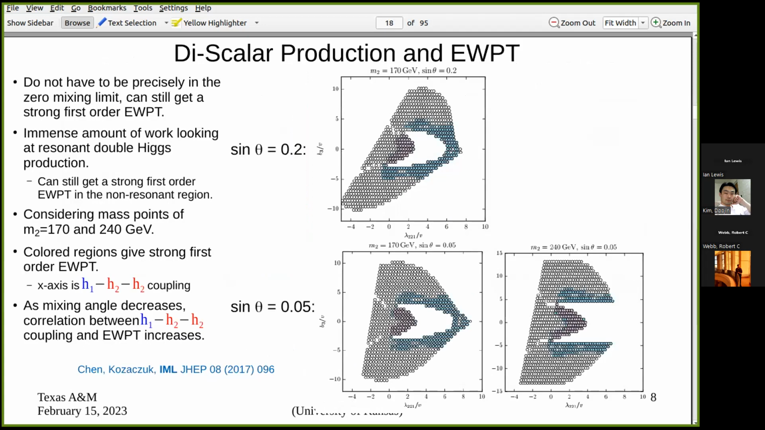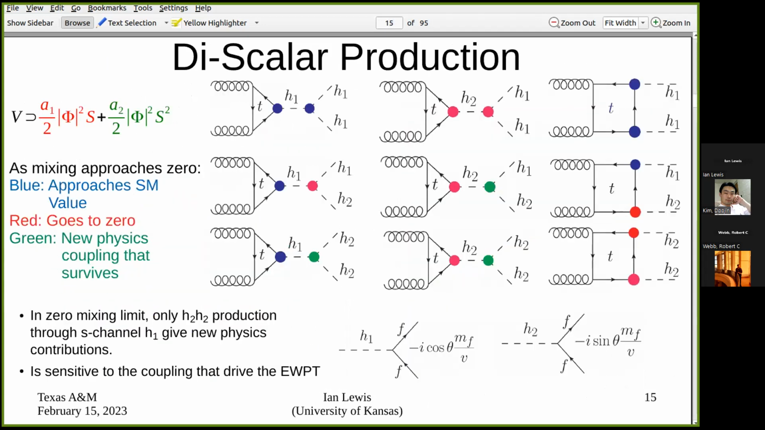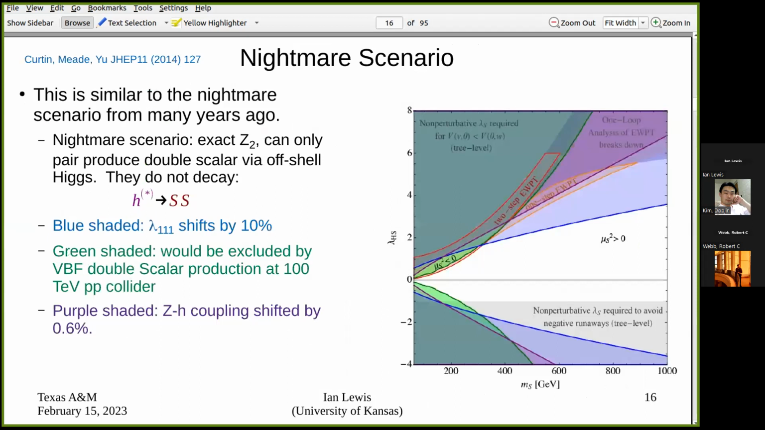So, di-scalar production and the electroweak phase transition. Just to get a hold of this again, these are 2D plots, and we're just scanning over what's left over. We fixed the mixing angle, we fixed the masses. The top row is for mixing angle 0.2, the bottom is for 0.05, and the left column is for mass 170 GeV, the right column is 240 GeV. The x-axis is the coupling between my Higgs and my two new scalars, so it's this coupling that shows up right here. I want to see the correlation with that.